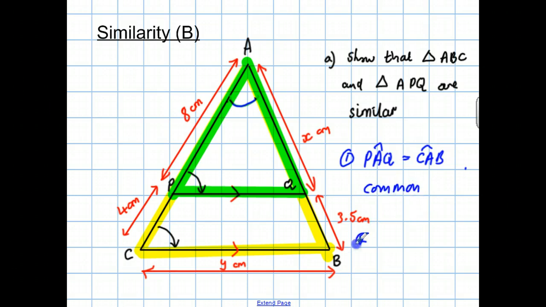And then the second point we have to prove is that this angle here is the same as this angle here. So we write down that angle APQ equals ACB. But what's the reason? Well, it's to do with the parallel lines. These two angles are corresponding angles.